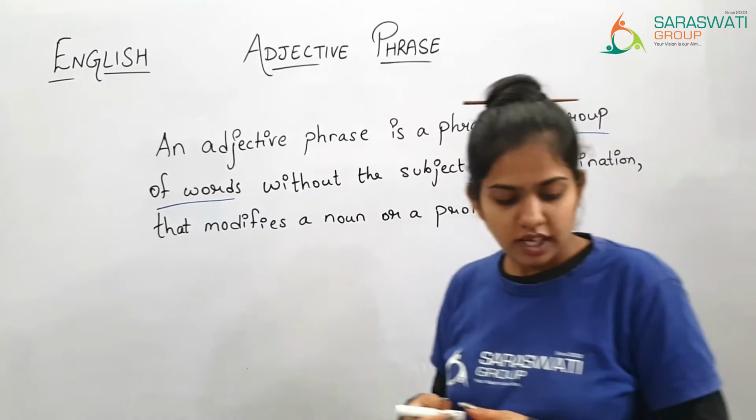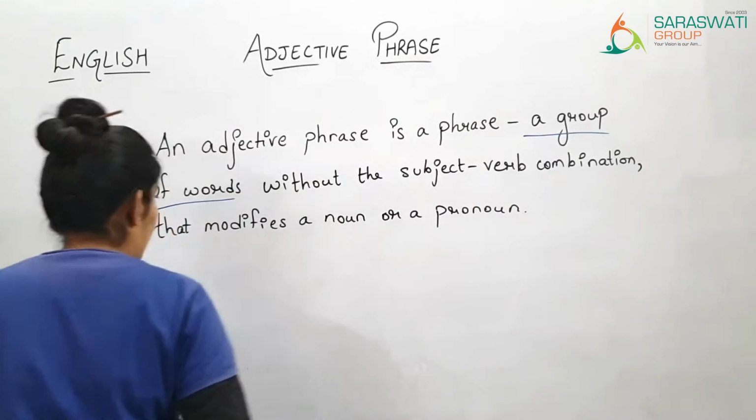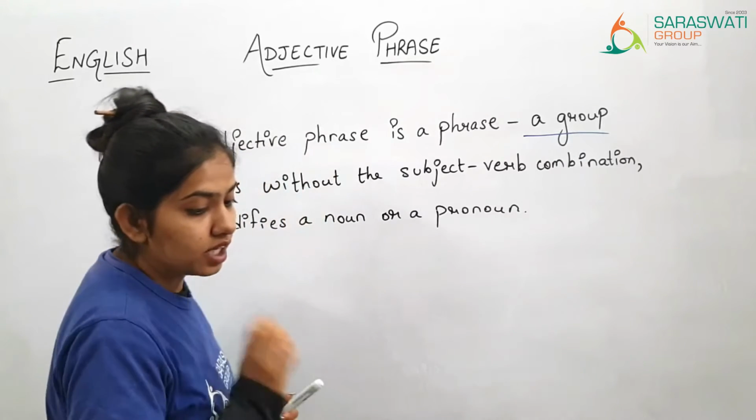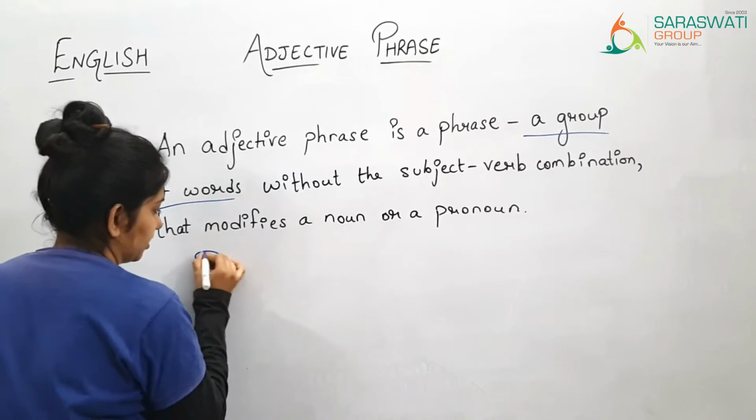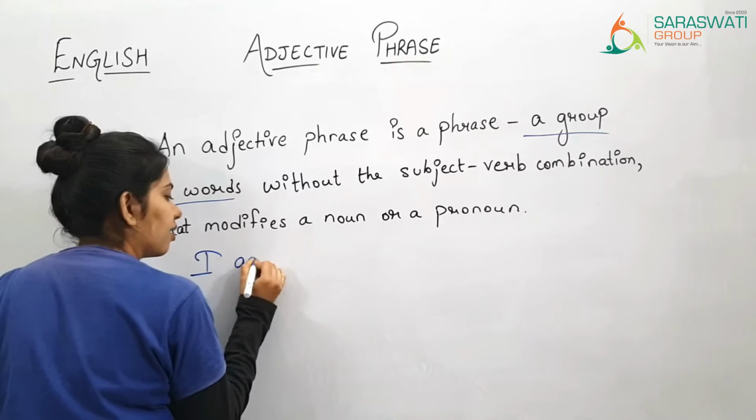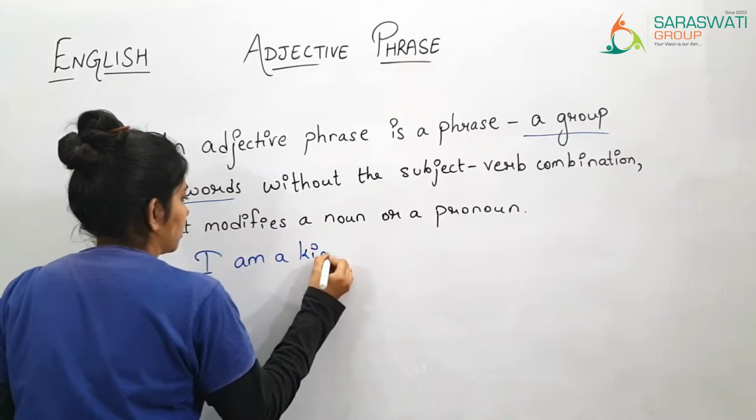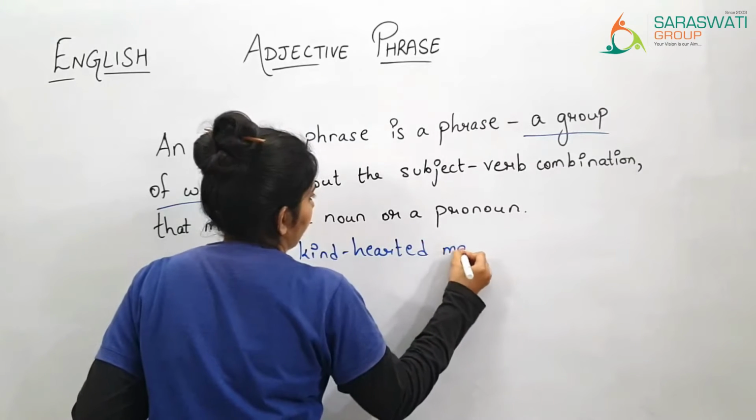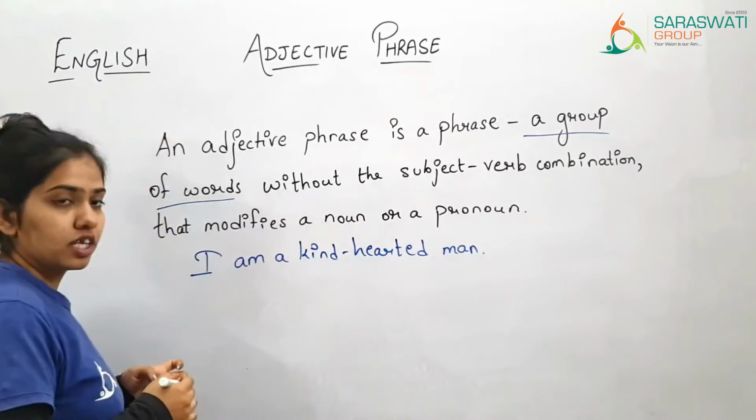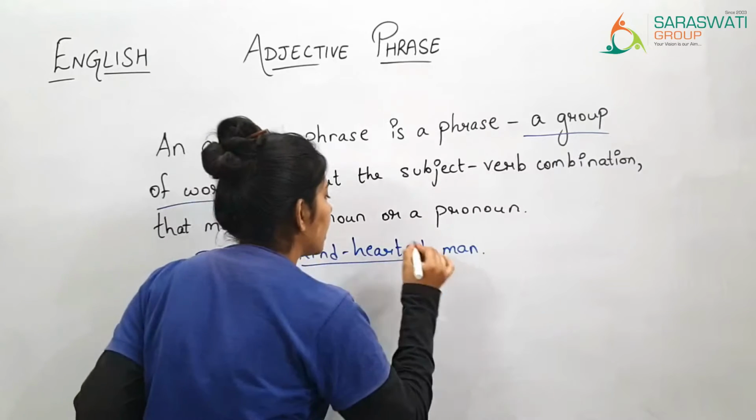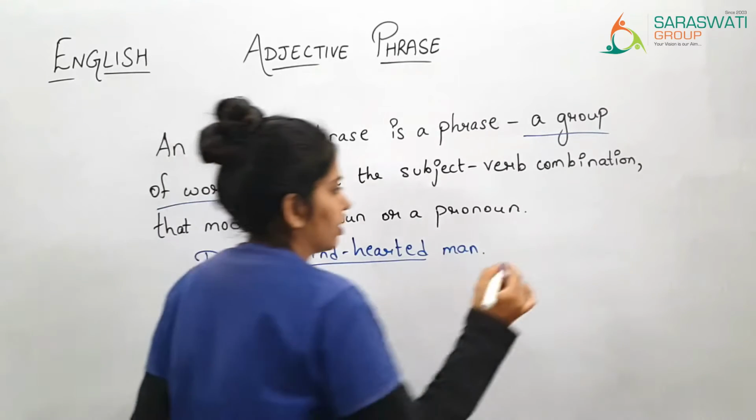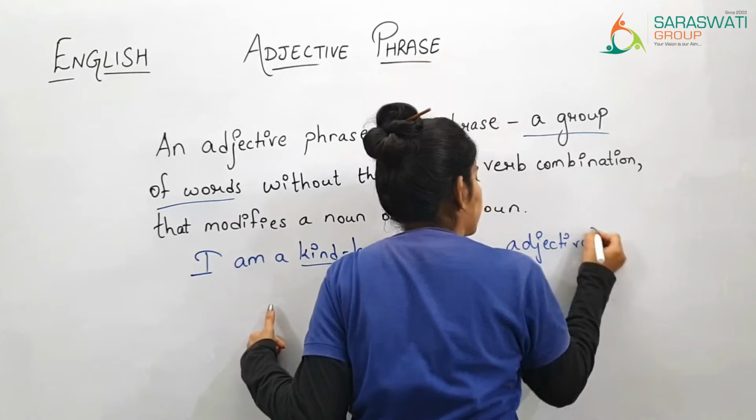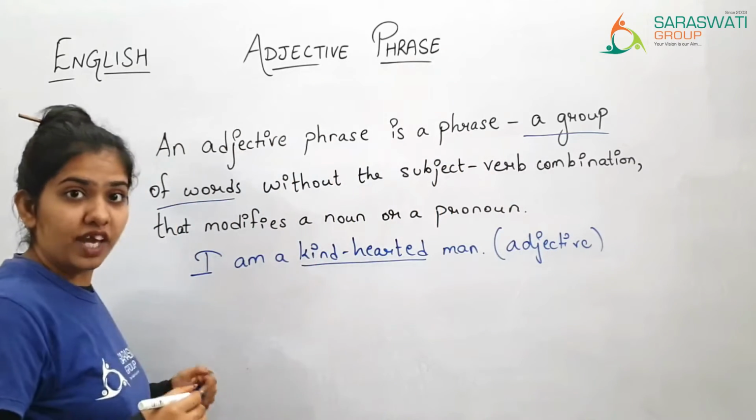Now if we take an example, I am a kind-hearted man. Right? So in this sentence, kind-hearted is an adjective. Right?